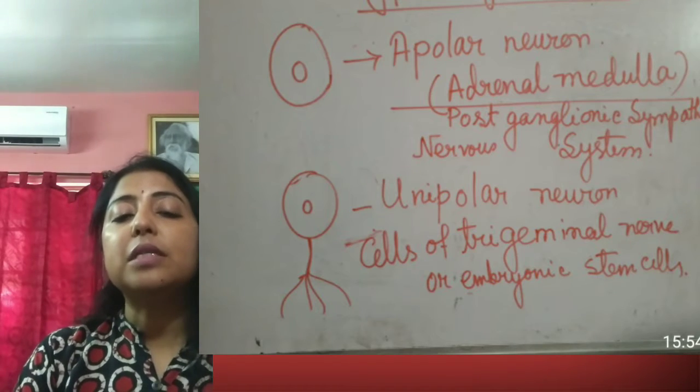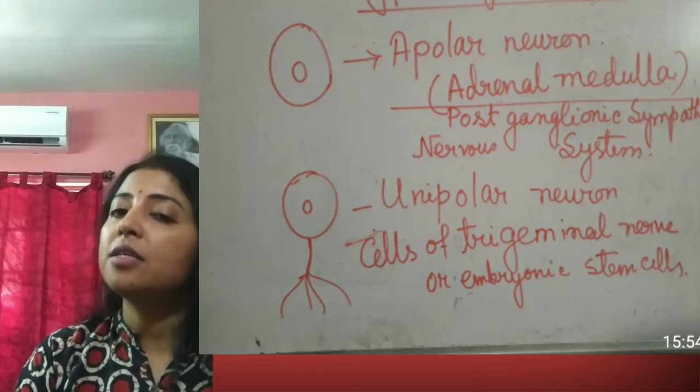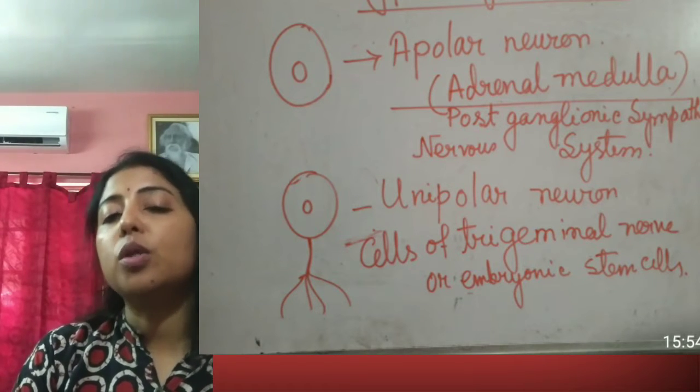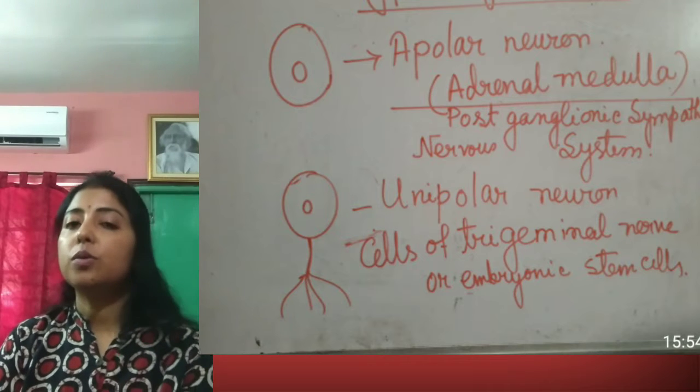Now I am discussing the types of neuron on the basis of the process or poles, and another on the basis of the function. So first, on the basis of the process, the first one is apolar. Apolar, a means negative. That means it has no axon, no dendron. Only cyton or cellular portion is present. That is known as apolar.